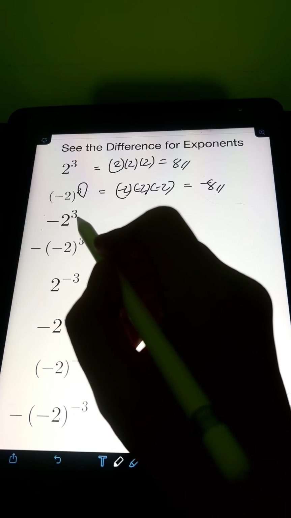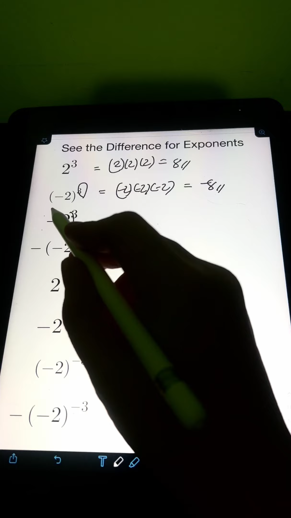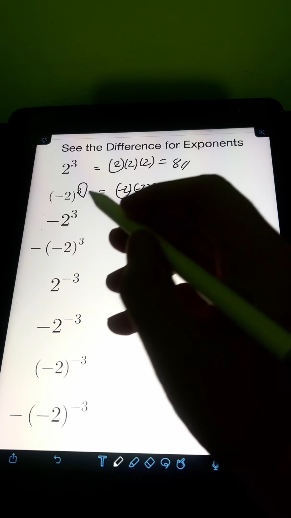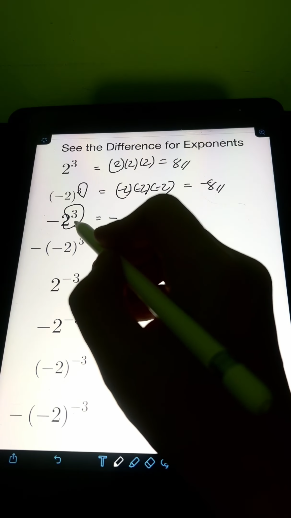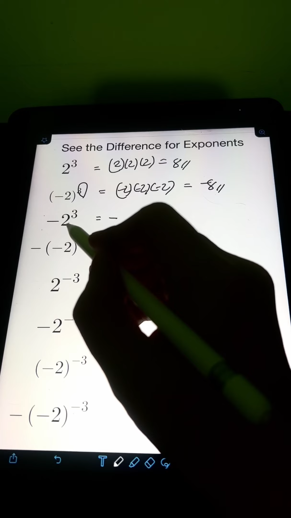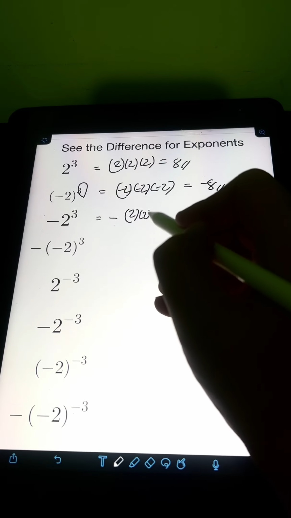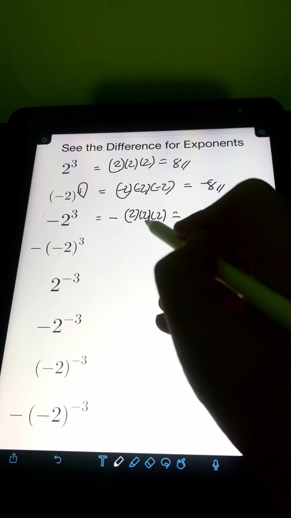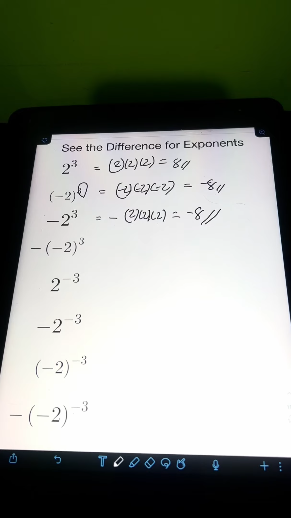Next, we have negative 2 cubed. This negative is not part of the base because we don't enclose it in parentheses, right? This negative is just the sign of the simplified version of 2 cubed. So just copy the negative sign and then perform 2 cubed. So 3 factors of 2, 2 times 2 times 2. 2 times 2, it's 4, times 2, it's 8. And then don't forget the negative sign.